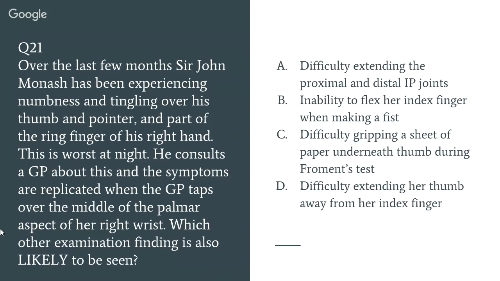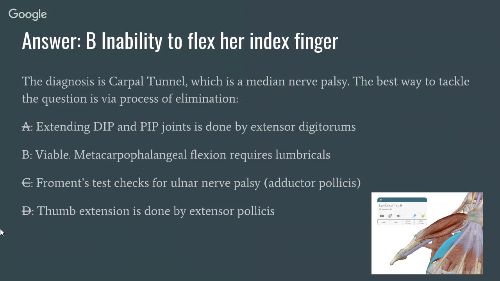Anyone want to hazard a guess? B? B. Answer is B, inability to flex his index finger. So as you guys obviously knew, the diagnosis was carpal tunnel syndrome, which is a palsy of your median nerve. And it's important that you guys remember what muscles of the hand are innervated by what nerve.